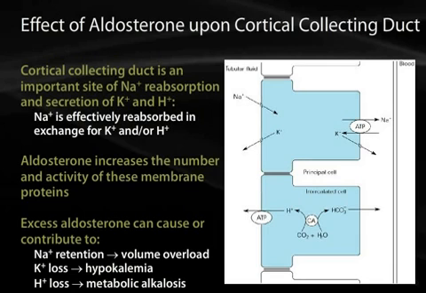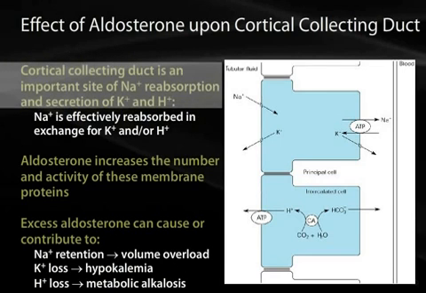Let's review again the effect of aldosterone on the cortical collecting duct. Recall that there are two types of cells in the cortical collecting duct. The cell on the top is known as the principal cell. The cell on the bottom is known as the intercalated cell. The collecting duct is the primary site of aldosterone activity in the kidney and is an important site of the final regulation of sodium reabsorption in the nephron.